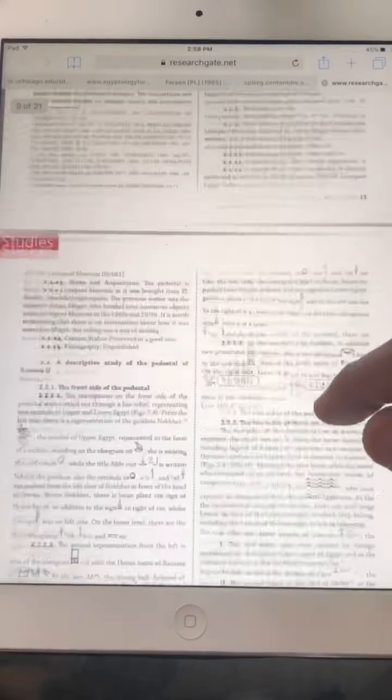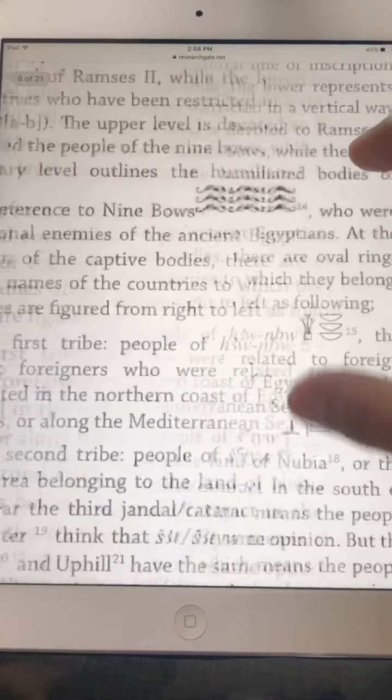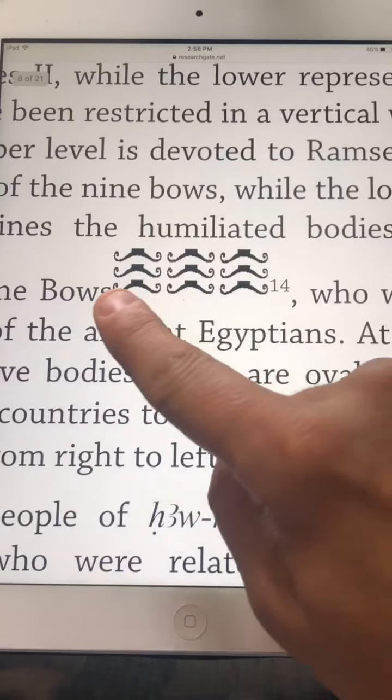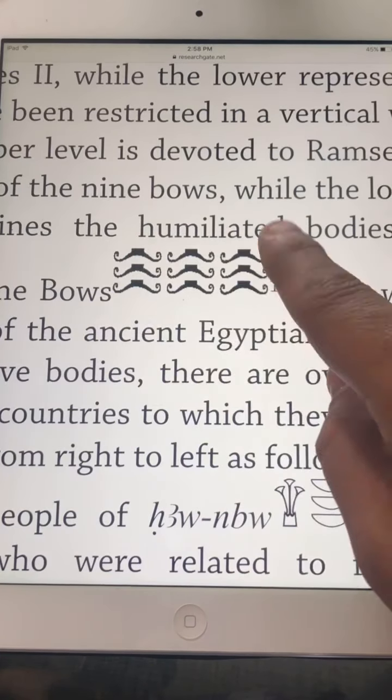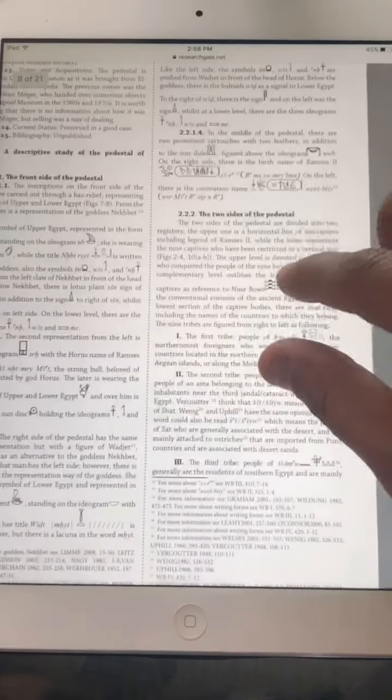So if you ever want to know the hieroglyph for the 9 bows of Egypt, it's right over here. I'm just trying to find it. There it is. That's the hieroglyph for the 9 bows of Egypt. Sometimes it's 9 little lines, but most of the time it's just the bows.